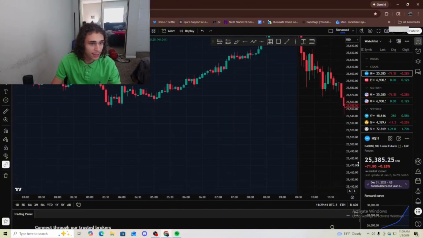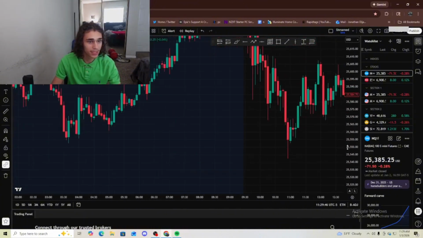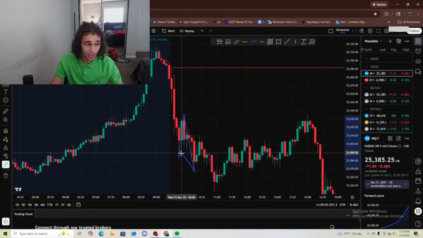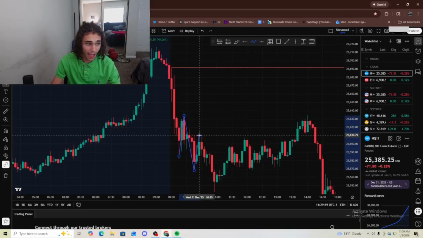Let me find more examples right here. This is a really good example. You see how we drop lower than this previous low right here? You see this low? We drop lower than it. The next high is right here, then we drop lower than that right here.